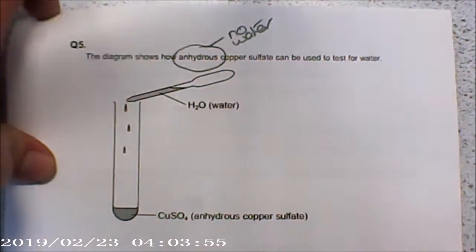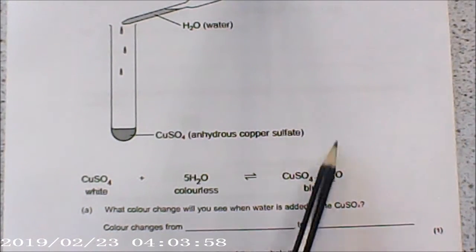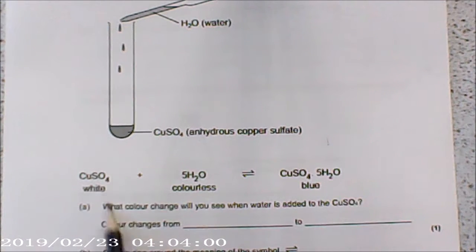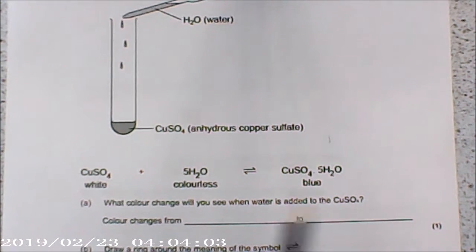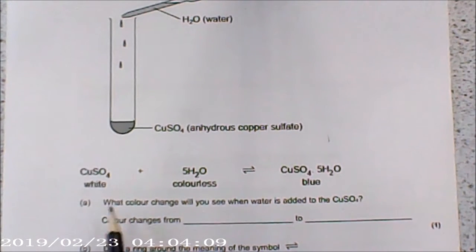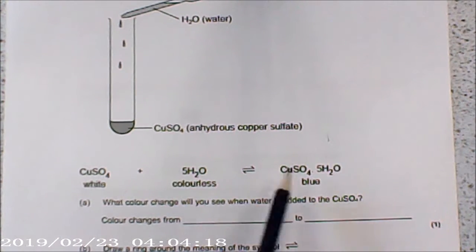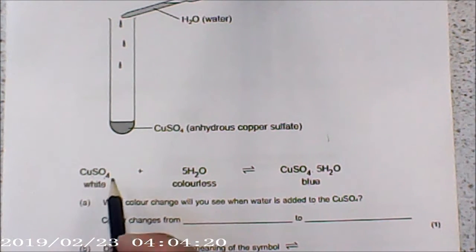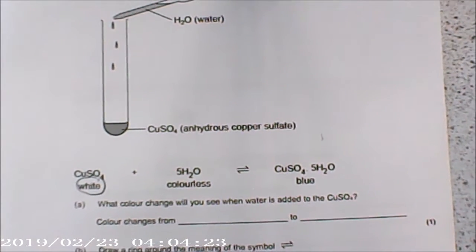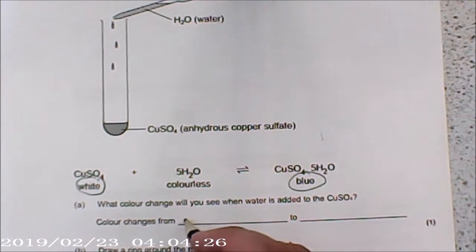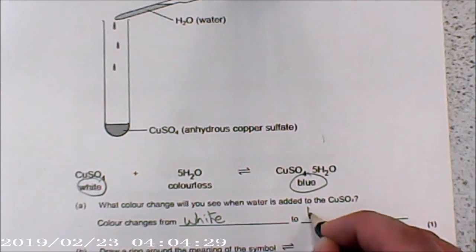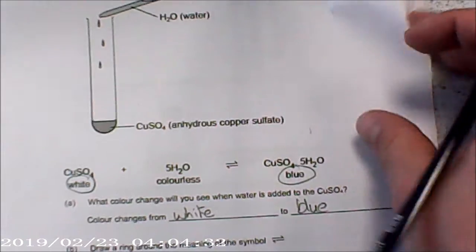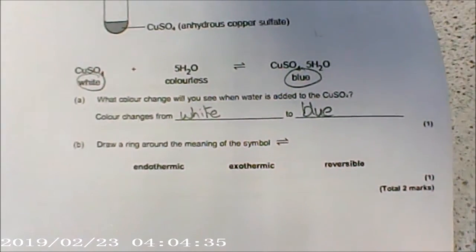So we've got some water in a pipette, and we've got some anhydrous copper sulfate, and it's given us the equation, and it's also balanced it, and it's also told us the colours, which is great. So A, what colour change will you see when the water is added to the copper sulfate? So it's actually given you the colours here. So CuSO4 is white, and what does it turn to? Blue. So from white to blue. Seems really, really obvious. Again, sometimes there will be questions like that, so don't panic.